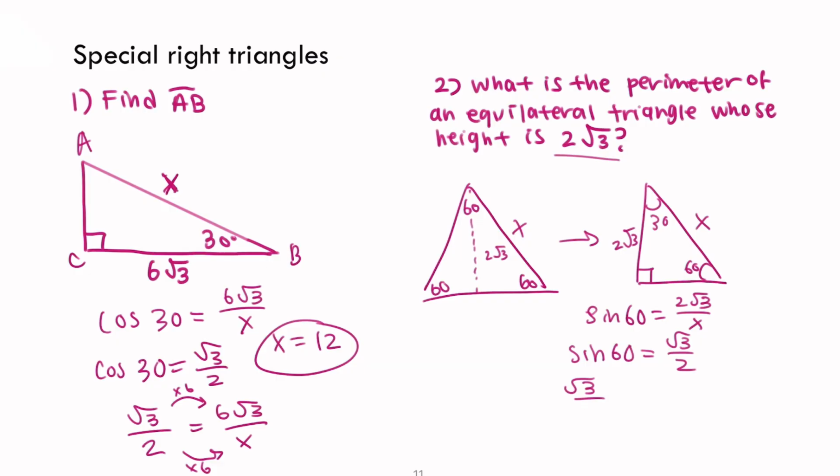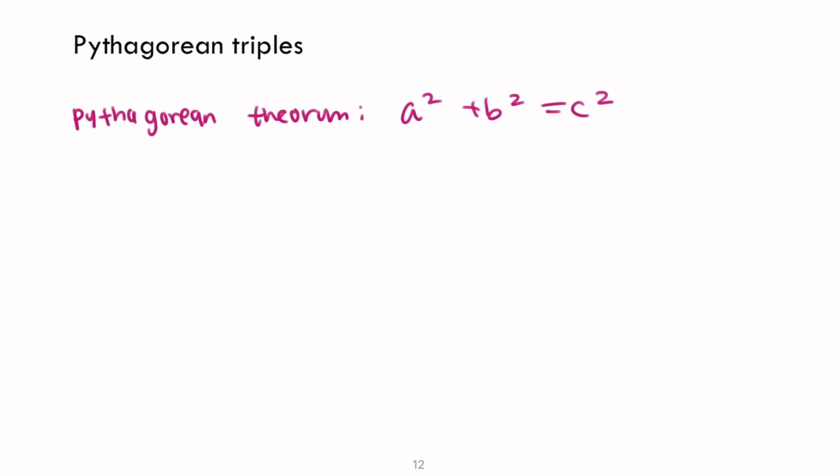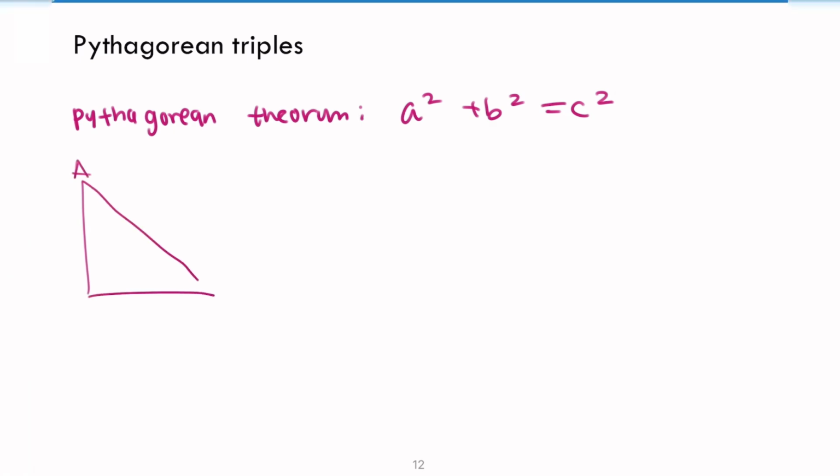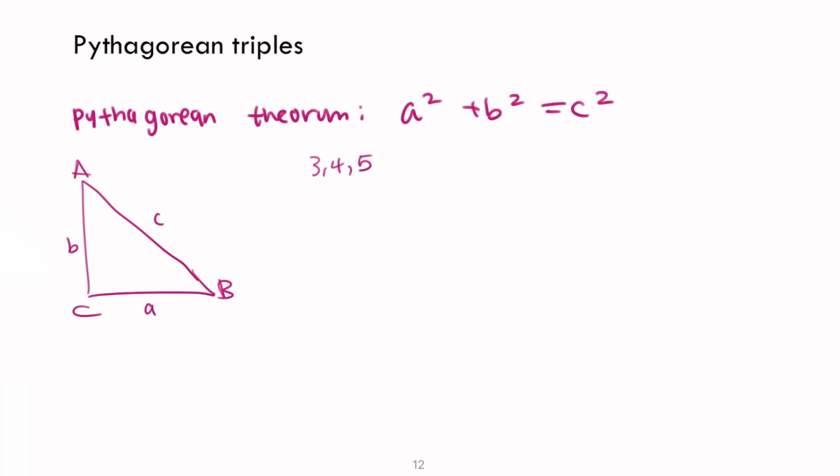Okay, moving on to Pythagorean triples. We know that the Pythagorean theorem is a squared plus b squared, which is equal to c squared. So if we have a triangle right here, let's call it ABC. And this is C, this is B, and this is A. Okay, so one Pythagorean triple is the 3, 4, 5 triangle. So what we can use this for is, let's say we're only given that one side is 3 and one side is 5. And we have to find the other side length. We immediately know that it's going to be 4 because it's a Pythagorean triple.